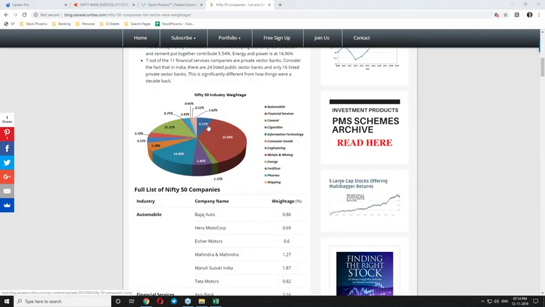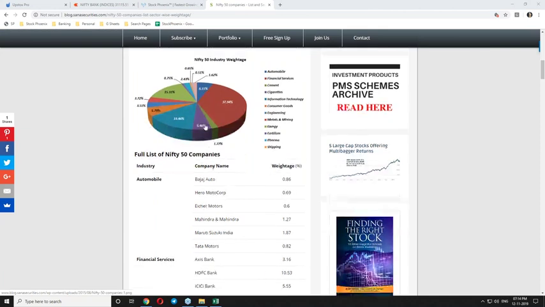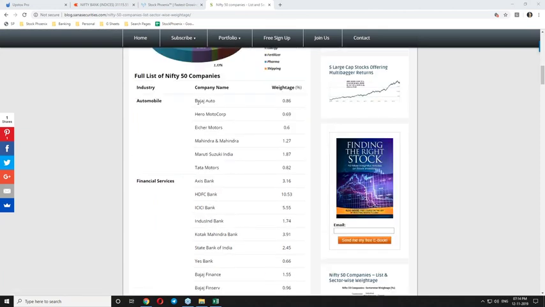Just a minute. It's 6.1%. So the average is 6.1%. So if there is a big crash in this, if there is very big negative news in this complete industry also, Nifty will have only a small impact.